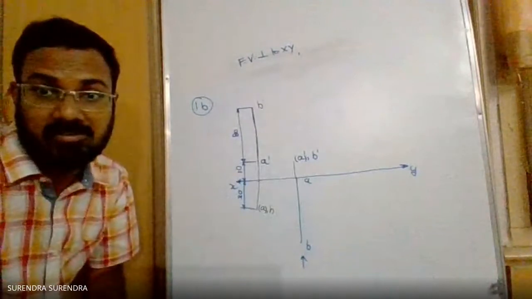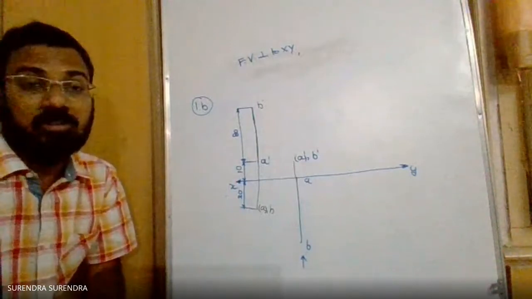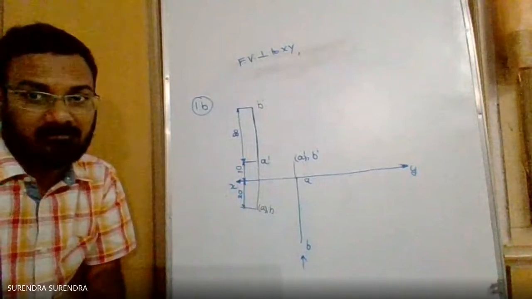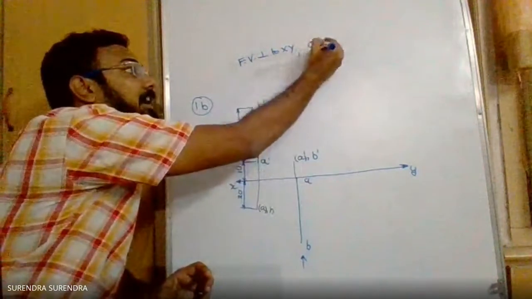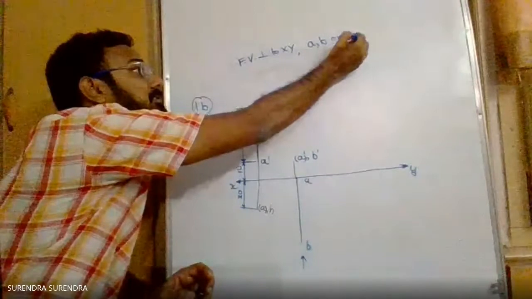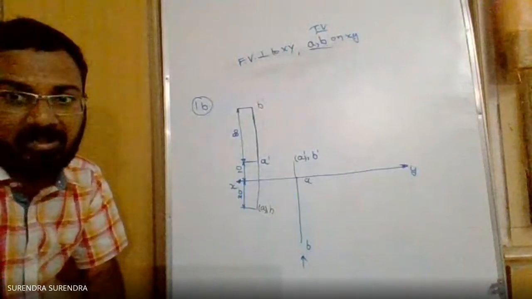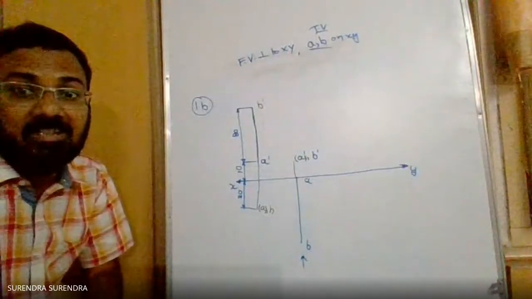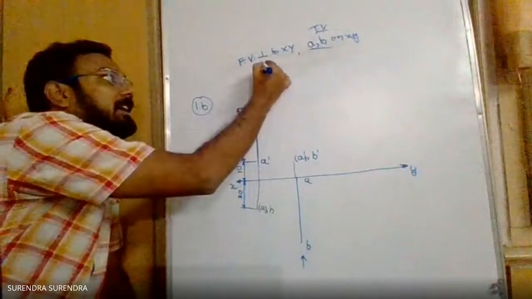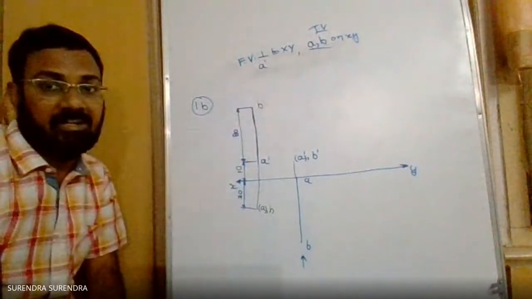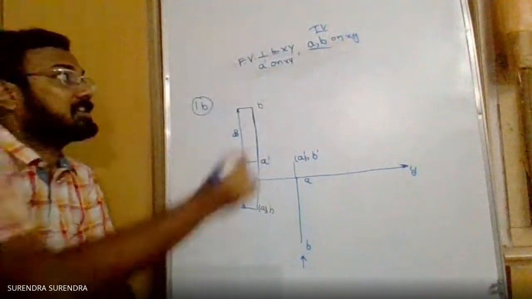And what are the other conditions? In VP, the complete line is in VP, means both the points in top view are on XY line. So both A, B on XY. So the complete top view of the line is on XY line and front view is perpendicular to XY line. Its one end is in the horizontal plane, means A dash. You can take A dash or B dash. So let it be A dash. So front view condition, A dash on XY line. So first let us complete the front view.